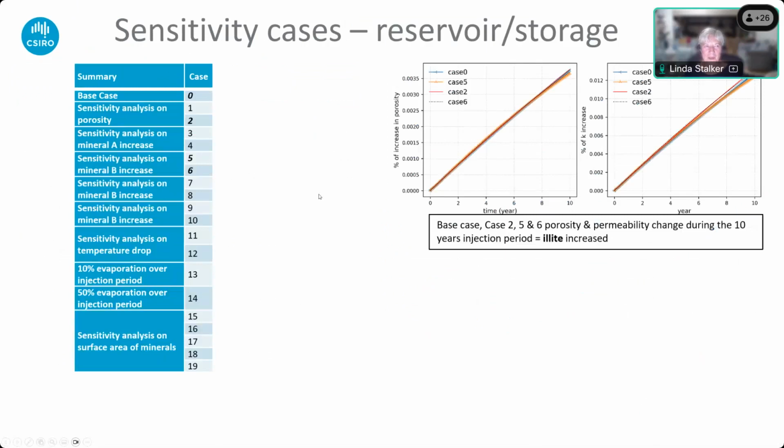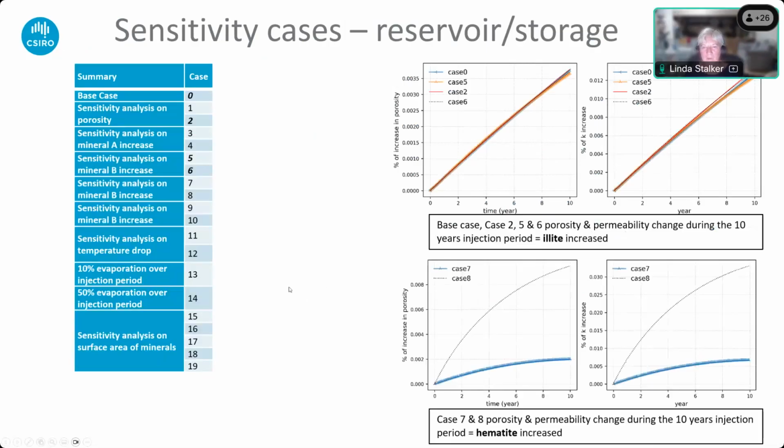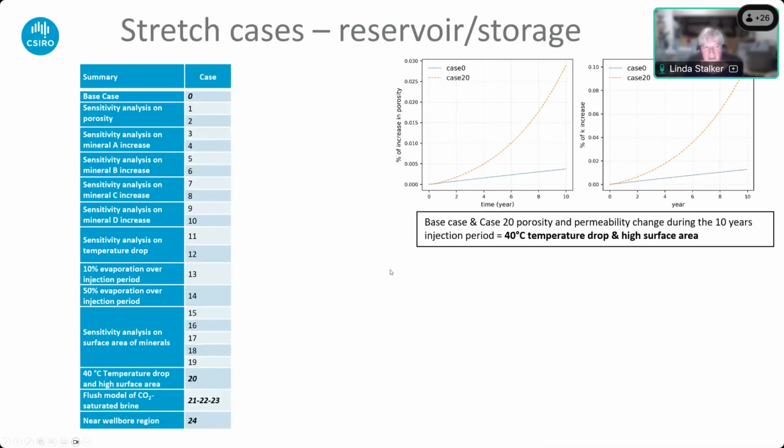Then we've gone on to a whole heap of sensitivity changes where we'll change each of the minerals or key minerals that we've identified, and you can see this example here where with base case 2, 5 and 6 we've changed mineralogy, and we've seen some slight permeability and porosity changes, and a bit of increased illite precipitation. We've got some other examples here where we've had some changes because we've changed another mineral, but really we're still not seeing a whole lot of change. We're still reporting it as percentage of increase in porosity rather than an absolute increase in porosity. So again, very, very minor changes. Even the stretch cases, we're starting to actually combine different sensitivities.